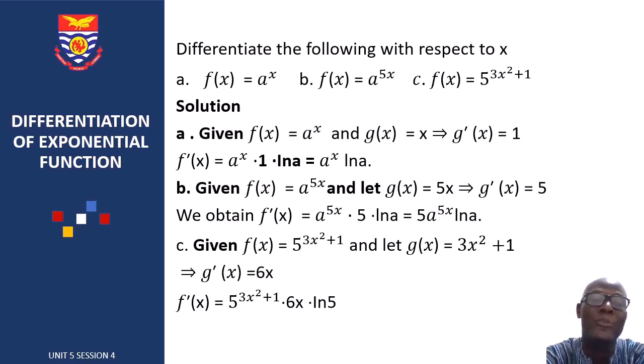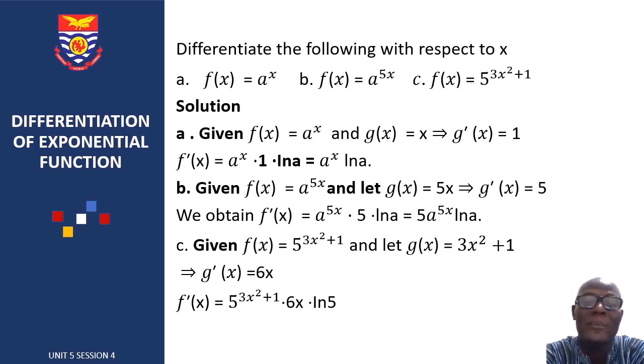So, to differentiate A, f of x equals a exponent x, we let our g of x be the exponent x. If we differentiate g of x equals x, that gives 1. Now we multiply that 1 by the ln of the base, that is a, so that we have 1 ln a, which is used to multiply the given function, and that gives a power x ln a.